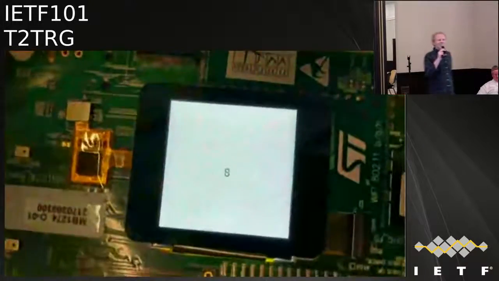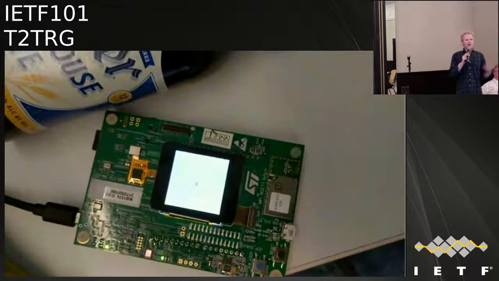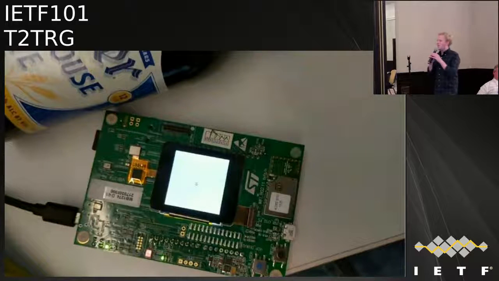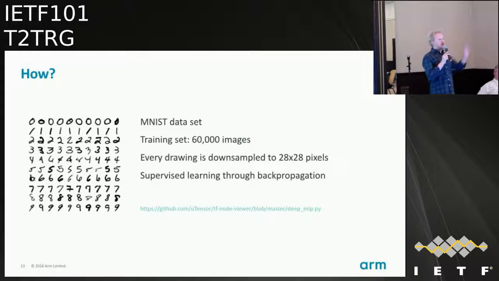There's an eight. So this is a basic handwritten digit recognition running on a microcontroller in, well, less than 256K of RAM, which is cool. So what are we seeing here? It's essentially the hello world of machine learning. This is the MNIST data set, which consists of 60,000 images of handwritten digits.